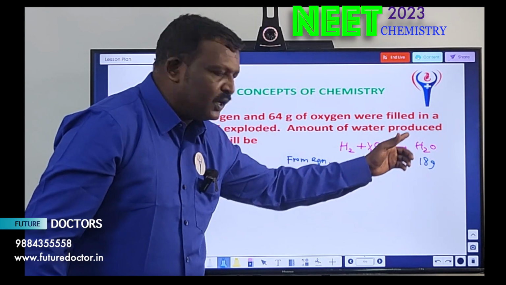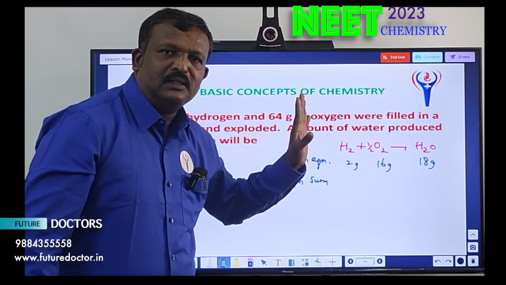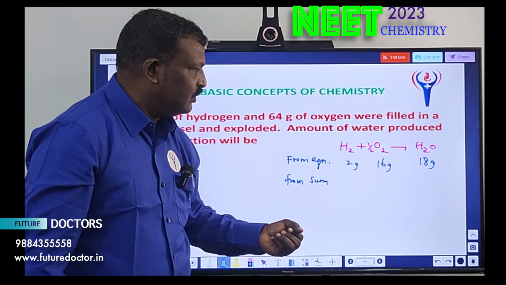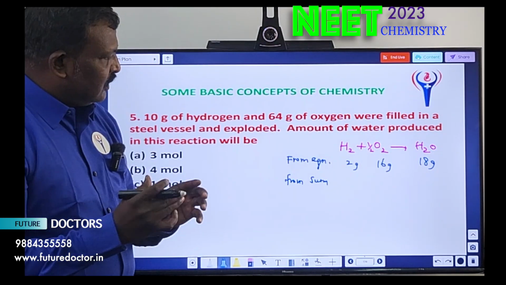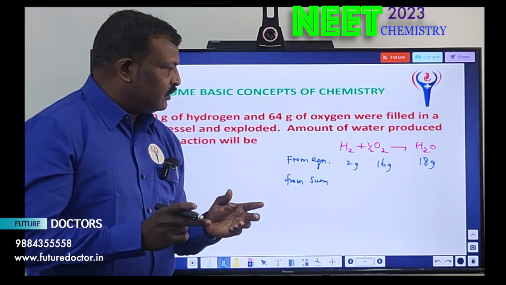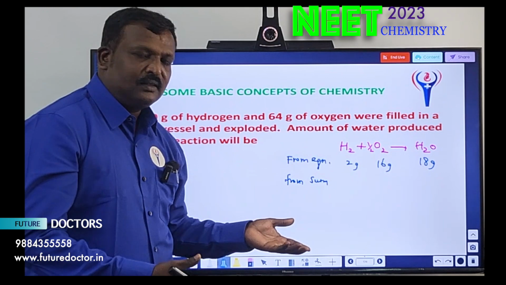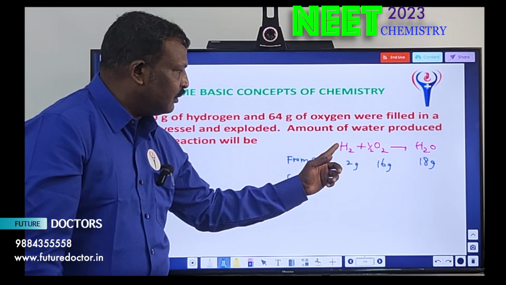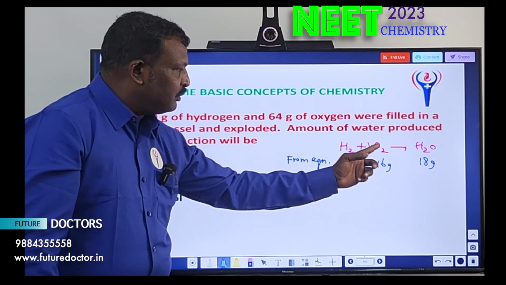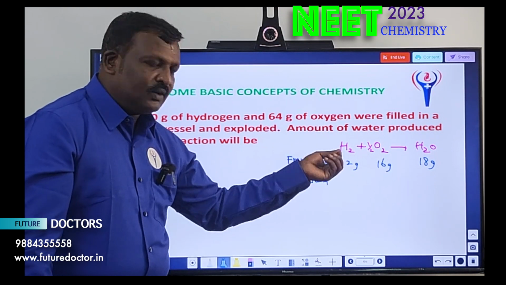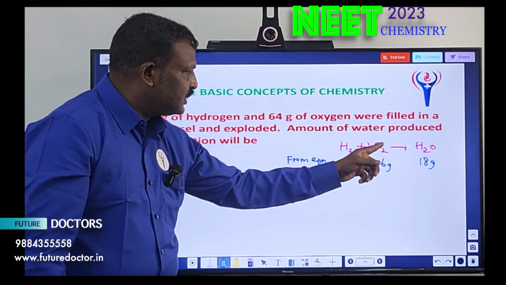If you want to get the product, first we should find out the limiting reagent. Limiting reagent is very, very important. You know that. What is the limiting reagent? Among the 2 reactants, the one which is completely reacted is called the limiting reagent. First of all, we should find out which one is the limiting reagent.